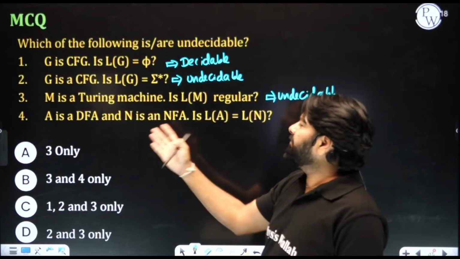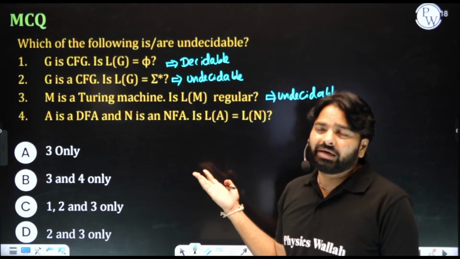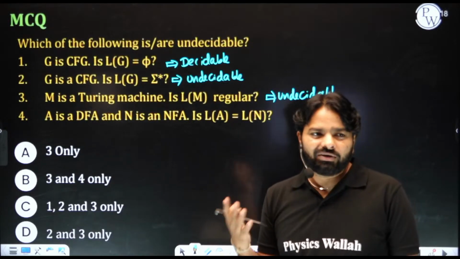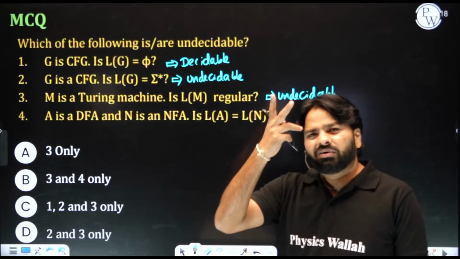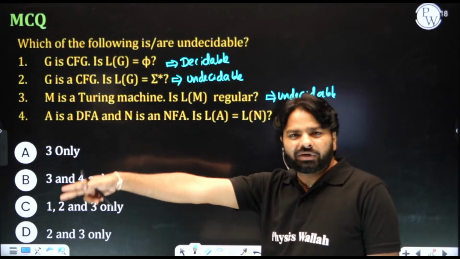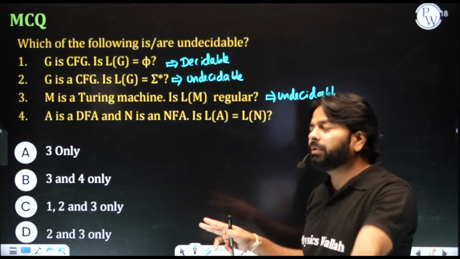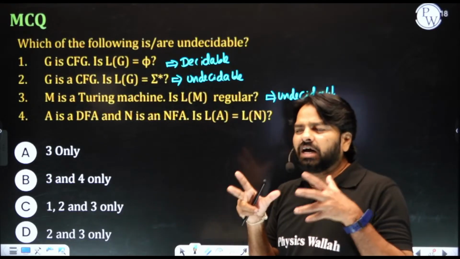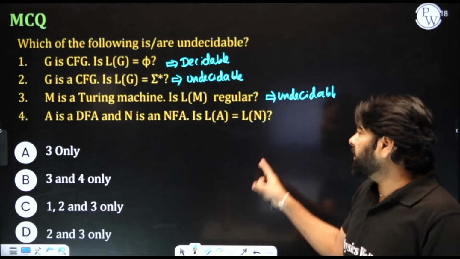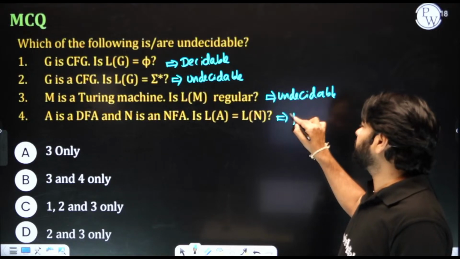And DFA and NFA, you are simply asking equivalence. Given a DFA and an NFA, are they equivalent? Yes, you can apply the algorithm on the DFA to get a minimum DFA. You can also apply the algorithm on the NFA to get a DFA, then a minimum DFA. So once you have the minimum DFAs, are they the same? Are they isomorphic? Then they accept the same language. So you have an algorithm for this, so it is decidable.